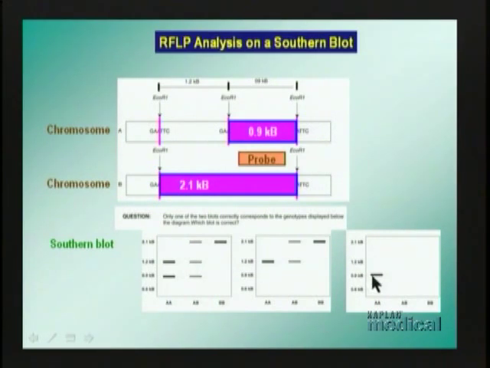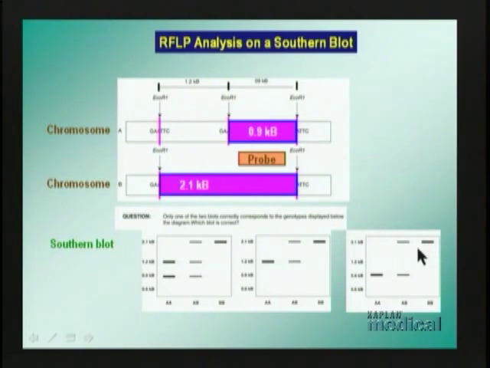In that case there will be a band appearing at 0.9 kb in size. That's coming from chromosome A. And there'll be another band appearing at 2.1 kb in size that comes from chromosome B. If someone has a BB genotype, there'll be two overlapping bands at 2.1 kb in size.